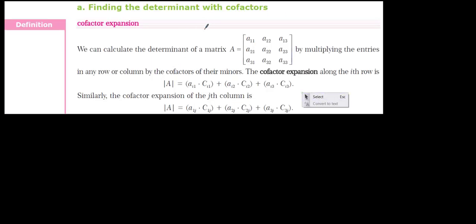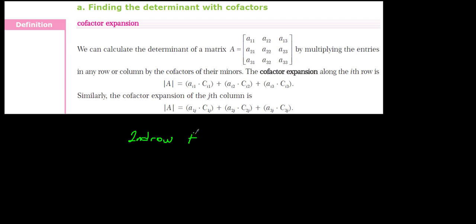Okay, finding the determinant with cofactors, we are going to continue. It is called cofactor expansion, and here is the formula for cofactor expansion for a 3 by 3 matrix. This is the row cofactor expansion, which means you choose one of the rows, and with respect to that row you write all the entries one by one. Let's say we choose the first row, or the second row.